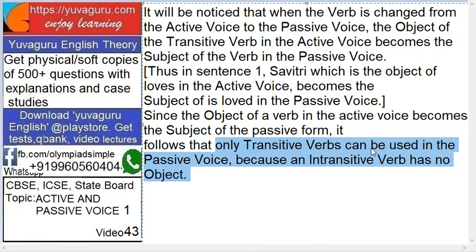So only transitive verbs can be used in the passive voice because an intransitive verb has no object. Means I helped the boy. So I helped the boy. Transitive, right? But in the passive voice, what will I say? The boy was helped. That's it. By me is many times omitted. So just the boy was helped. So here that becomes the passive. So that was video number 1 and part 1 of the theory of active and passive voice.